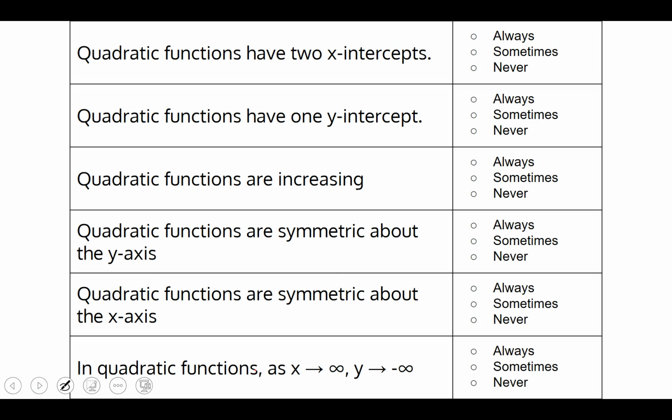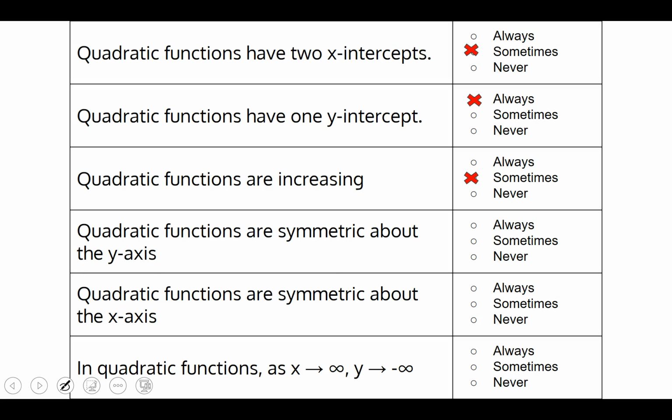Always, sometimes, or never. Quadratic functions have two x-intercepts. Sometimes, good, because we could also have one or none, right? Good. All right, quadratic functions have one y-intercept. That is always going to happen. Very good. All right, quadratic functions are increasing. Sometimes. Yes. Sometimes they are increasing, because the other times they're doing what? They're decreasing. They're going down.